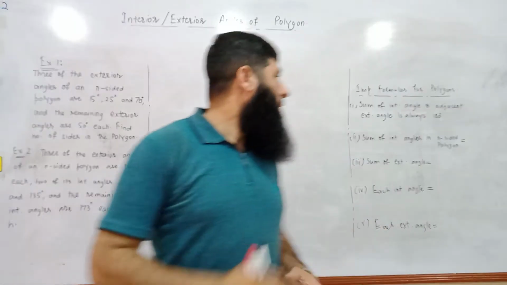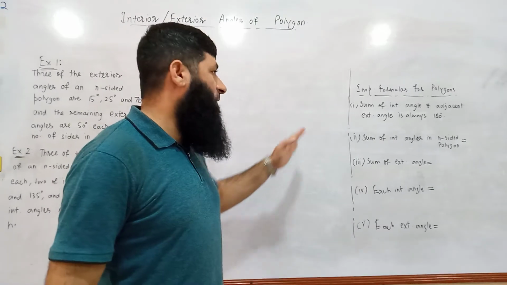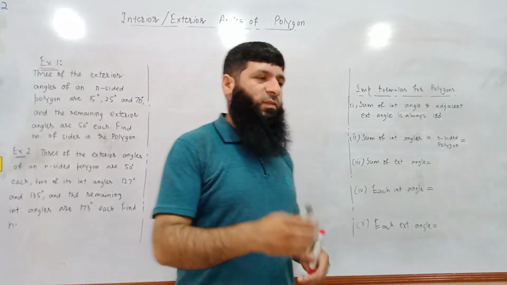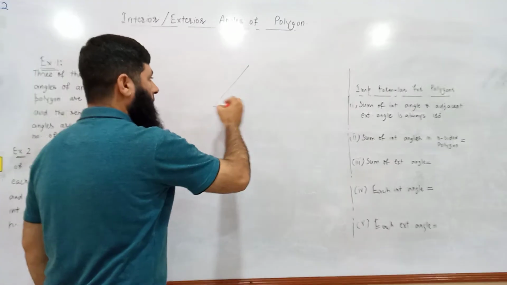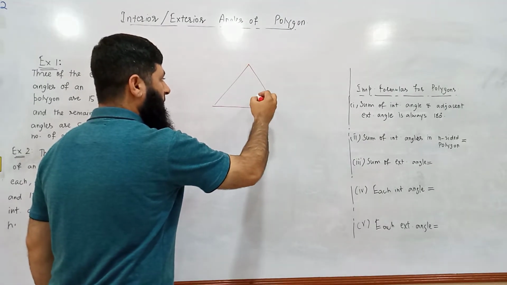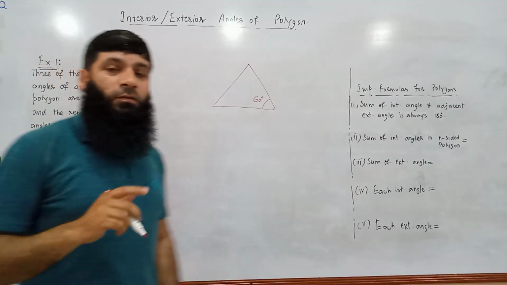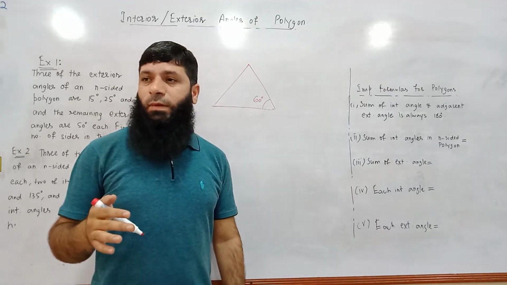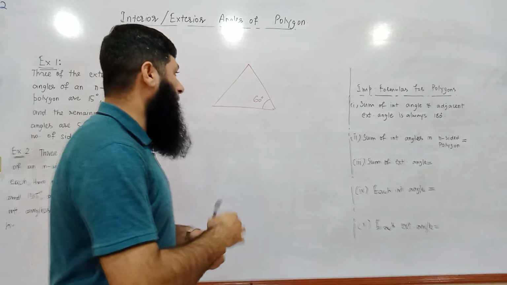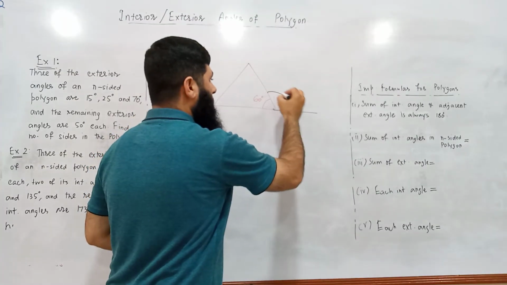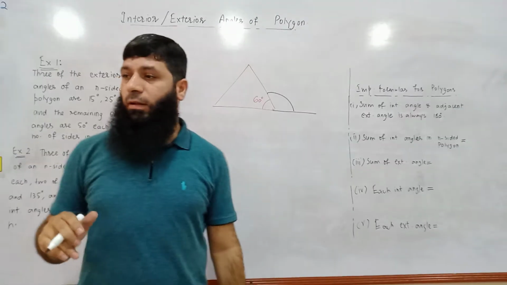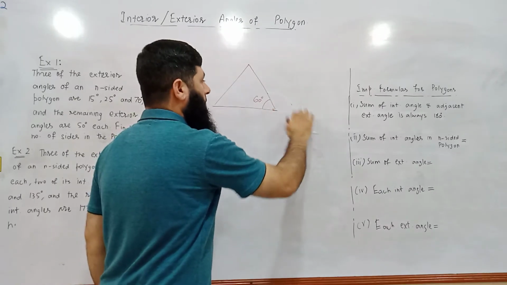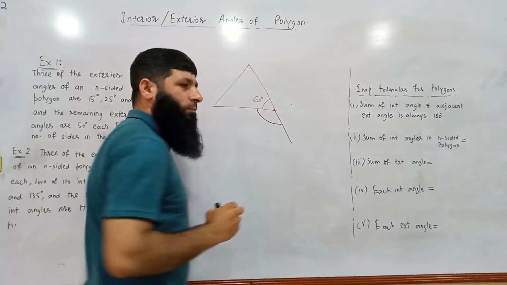First of all, a very important concept: the sum of an interior angle and its adjacent exterior angle is always 180. For example, if you have a polygon like this, and let's suppose this angle is 60 degrees. This is an interior angle. If you are supposed to find its adjacent exterior angle, you can have two types of angles like this. This is an exterior angle adjacent to this interior angle, or you can also have it like this. This is also an exterior angle.